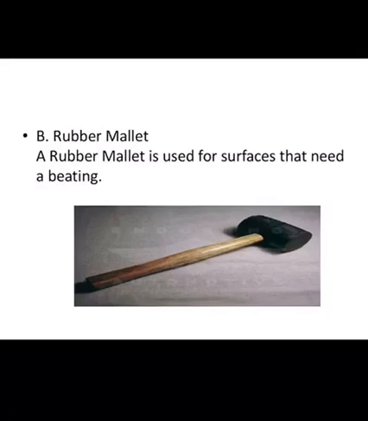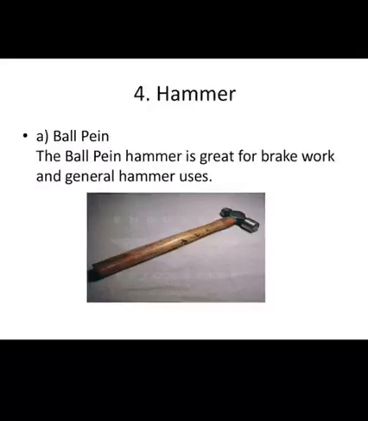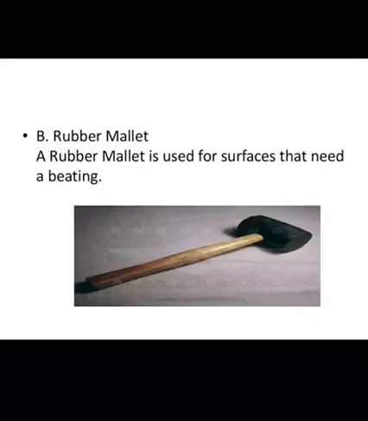And then we have the rubber mallet. A rubber mallet is used for surfaces that need beating. So if you have a surface and you need to beat on that surface, you can use the rubber mallet. Okay, rubber mallet. So how many kinds of hammers do we have? We have two kinds. Yes, we have the ball peen and then we have the rubber mallet.